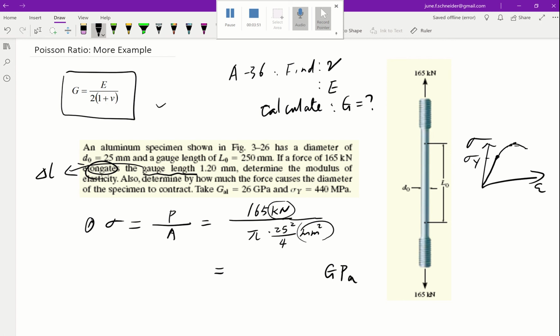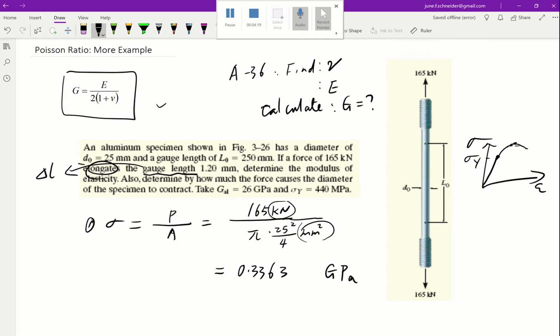Okay, so the rest is just putting the numbers into the calculator. 165 divided by pi, then divided by 25 squared, then times 4 after the flip. Then I have an answer here: 0.3363 gigapascal. So that's going to be the normal stress.